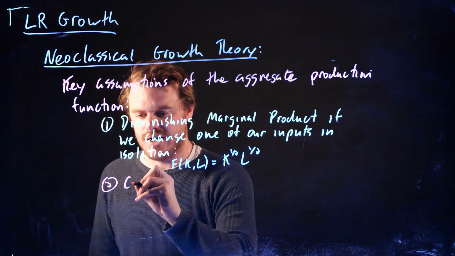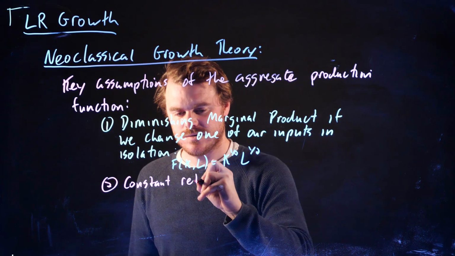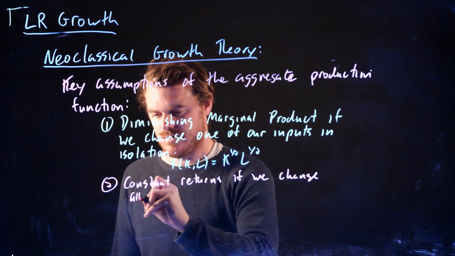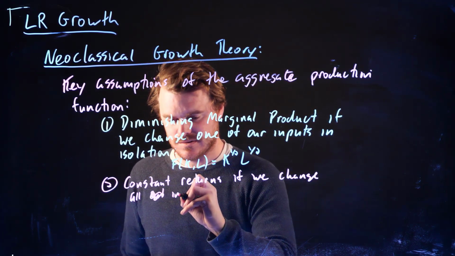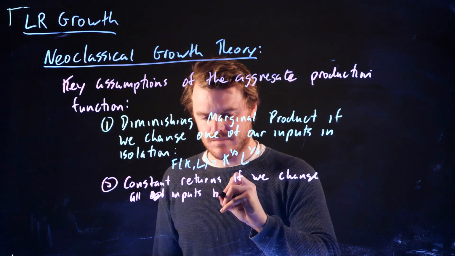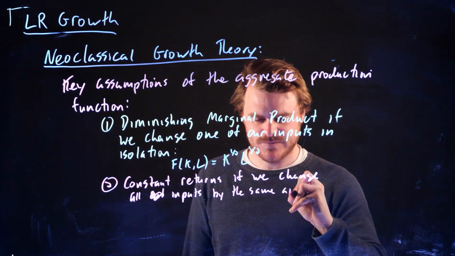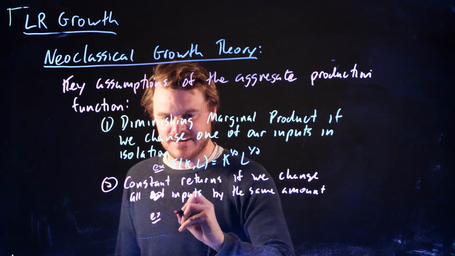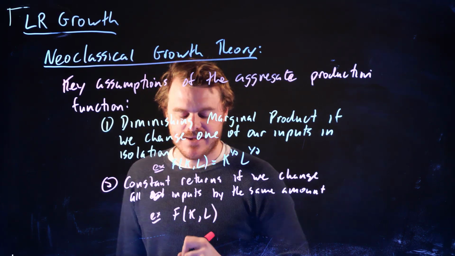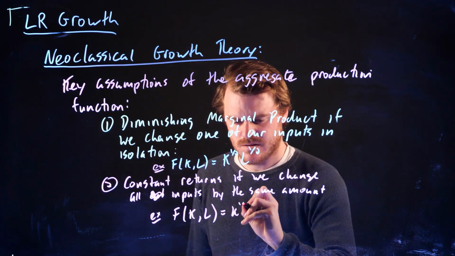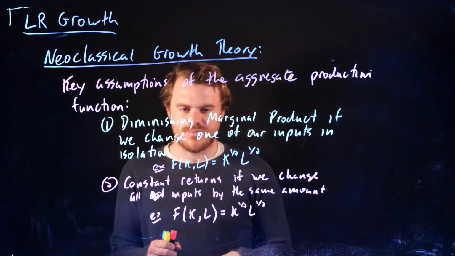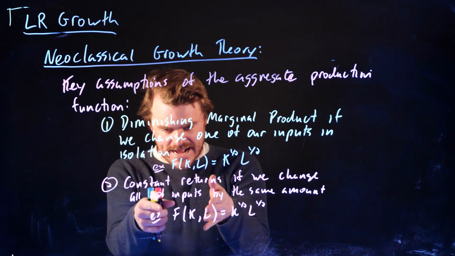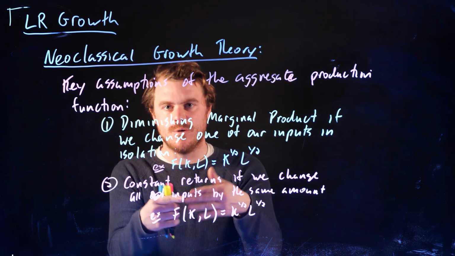The second one is that we have constant returns if we change all inputs by the same amount. Again, let's imagine, this is just an example obviously, that same example leaving out human capital. All it's saying is if we increase both the inputs by 1, our production function is going to result in output going up by 1.